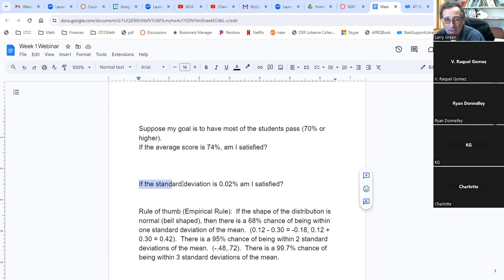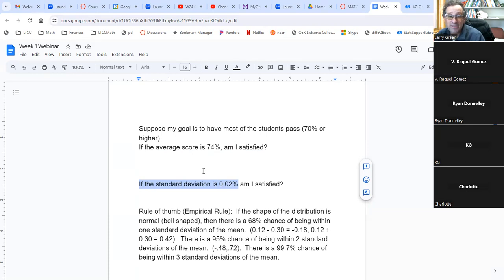Okay, on the other hand, let's suppose I told you the standard deviation was 0.02%. Am I satisfied? Okay, and then the answer is yes, because 74% is 4% higher than 70%. And that would be 200 standard deviations above the mean. Remember, I told you 3 is really rare. 200 never happens. So if the standard deviation was 0.02%, everybody passed the class. Do you see that?